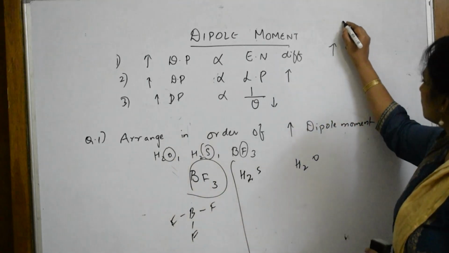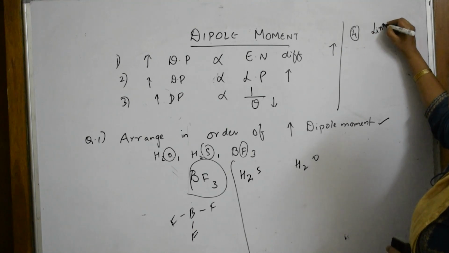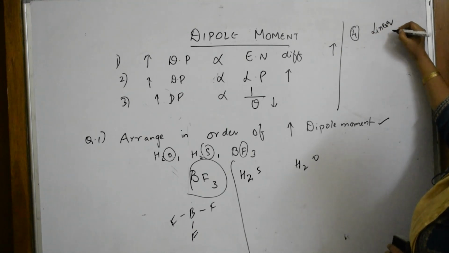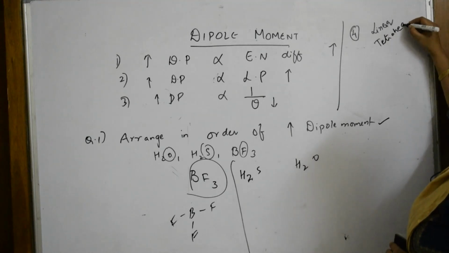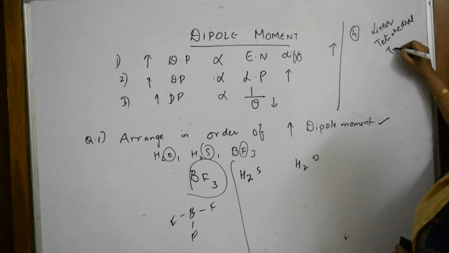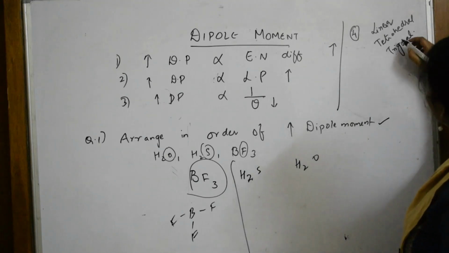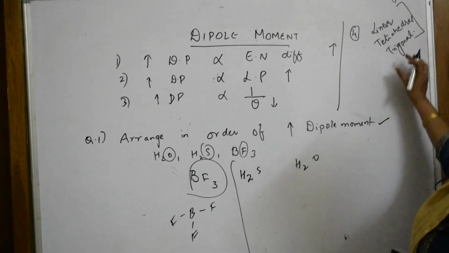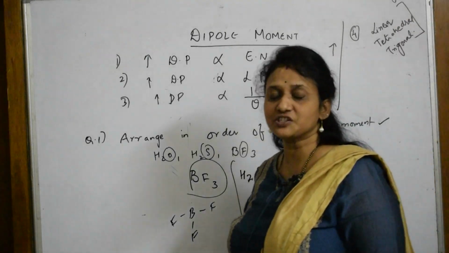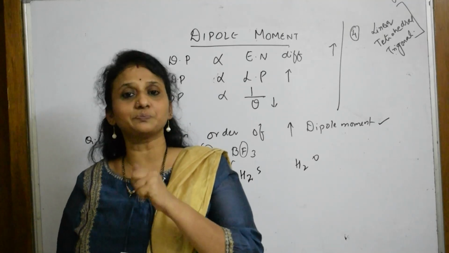One more concept which you should remember is the molecular structures which are linear, tetrahedral or trigonal in nature. For all these, the dipole moment would be 0. But there is an exception like SF6, which has a distorted tetrahedral structure. Because of that, it has a permanent dipole.